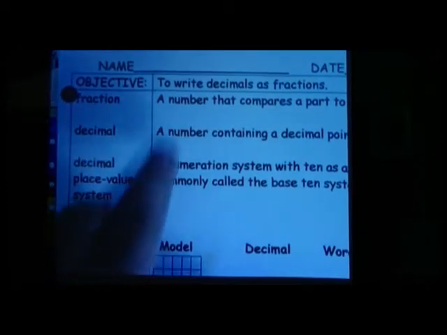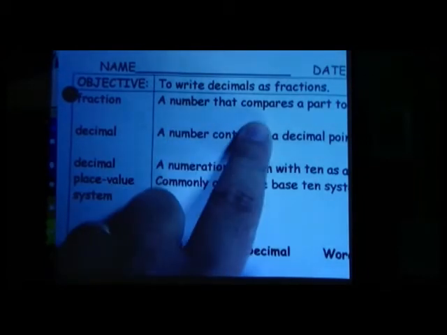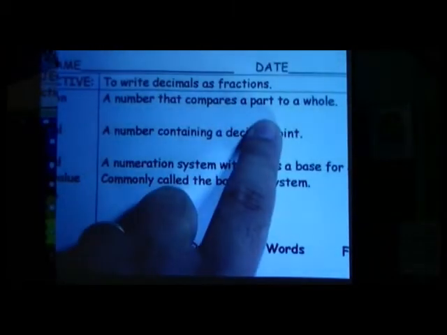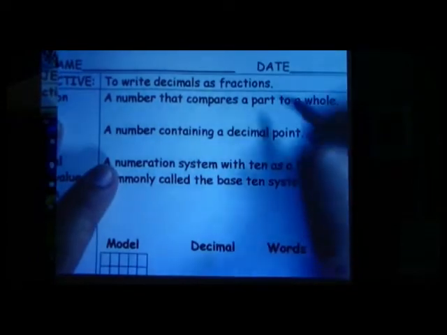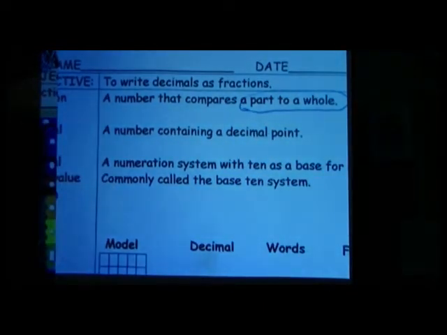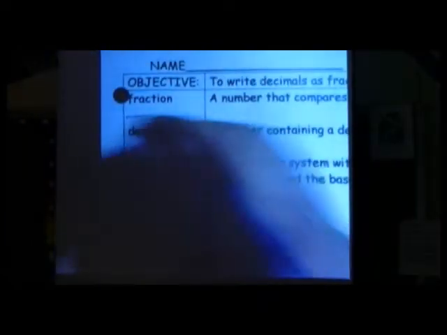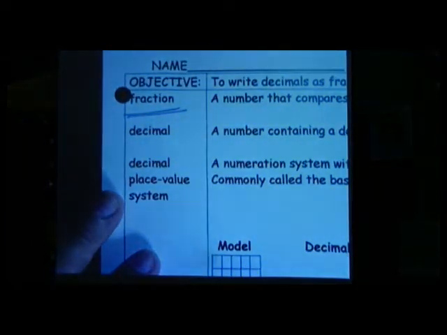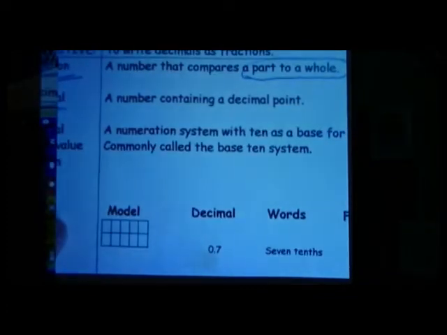A fraction is a number that compares a part to a whole. So this is the main part of that definition. Okay, part to whole. That's the definition of a fraction. Decimal. A decimal is a number that contains a decimal point. Any number that has a decimal point in it, that's going to be your definition for a decimal.